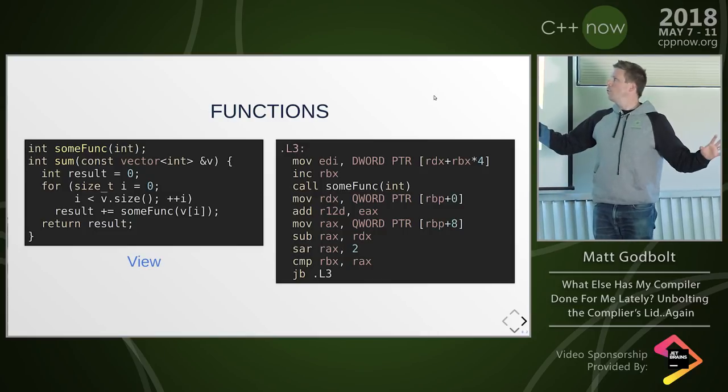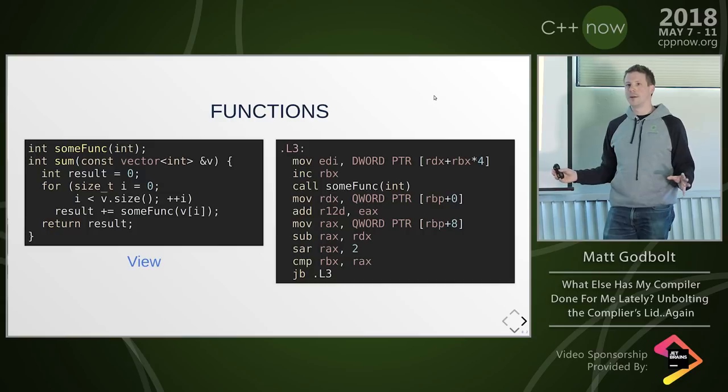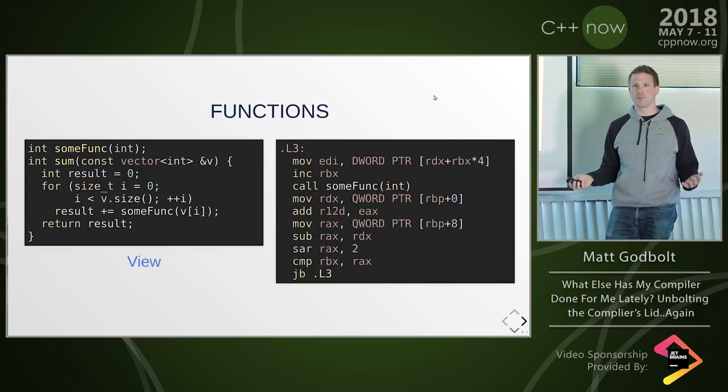So what does the compiler know about some func? It knows its signature. Does it know anything else? What does some func do?